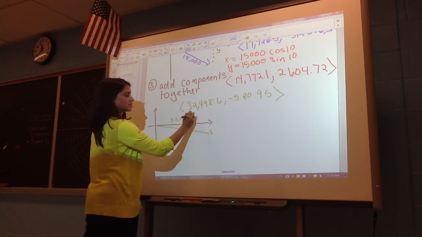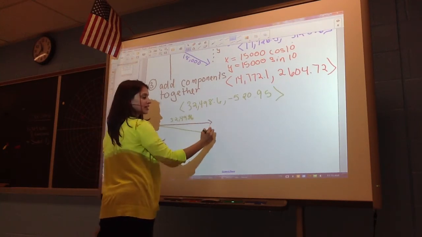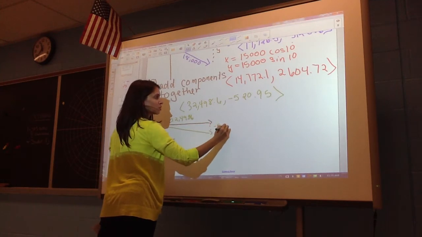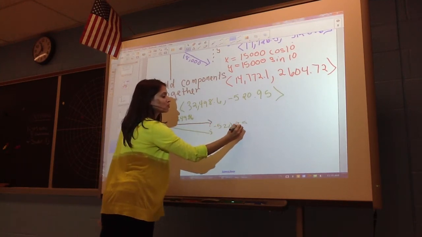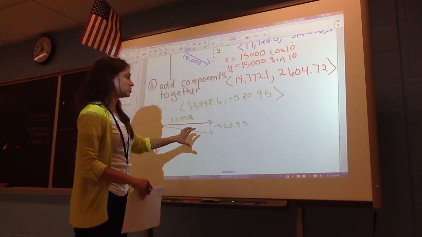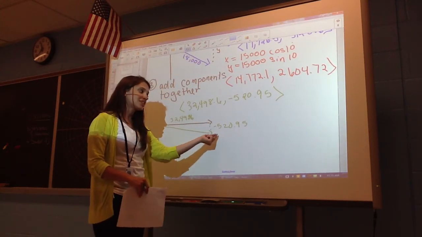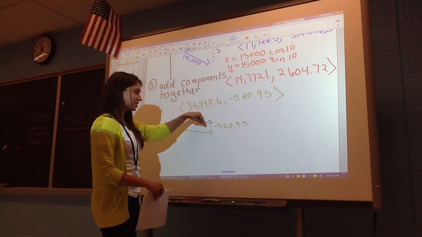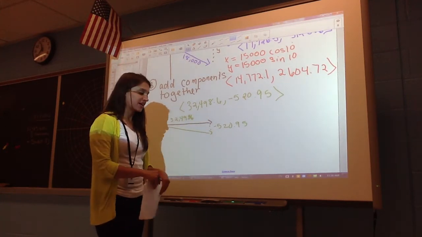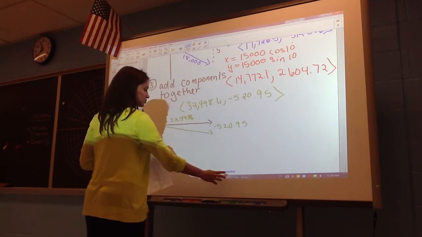Sorry, my calibration's a little bit off. And then it has a vertical component of negative 520.95. Remember, when we start working with this as a length of a triangle to calculate the magnitude and the direction, we don't need to think of this as negative. We put the negative because it's going down, but its length is not negative. You cannot have a negative length.